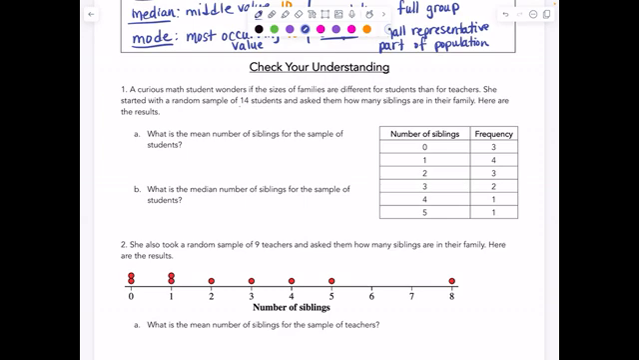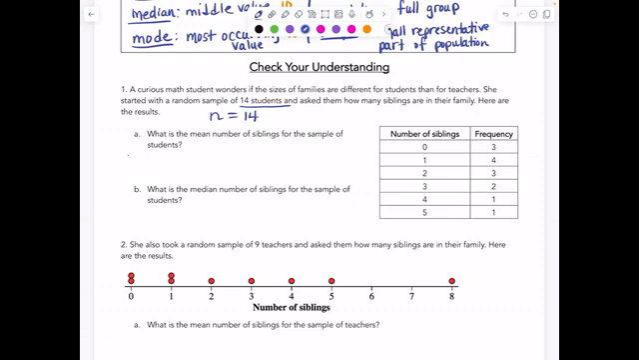A curious math student wonders if the sizes of families are different for students than for teachers. She started with a random sample of 14 students, so N is 14. The number of people in this study is 14, and it says a random sample. So it means that 14 students were selected at random and asked how many siblings are in their family. Here are the results listed in the table. The word frequency means it occurs that many times.